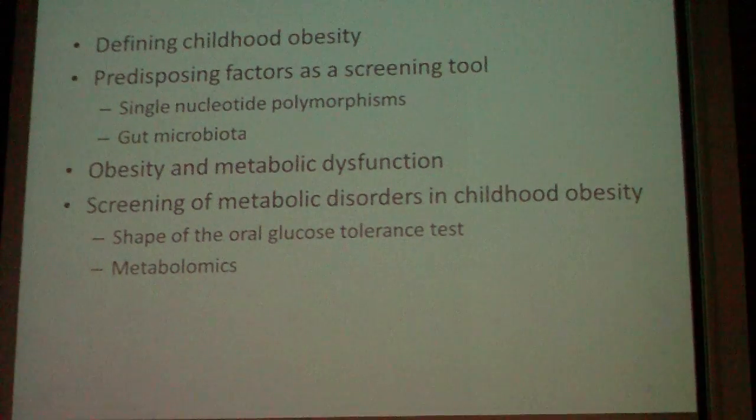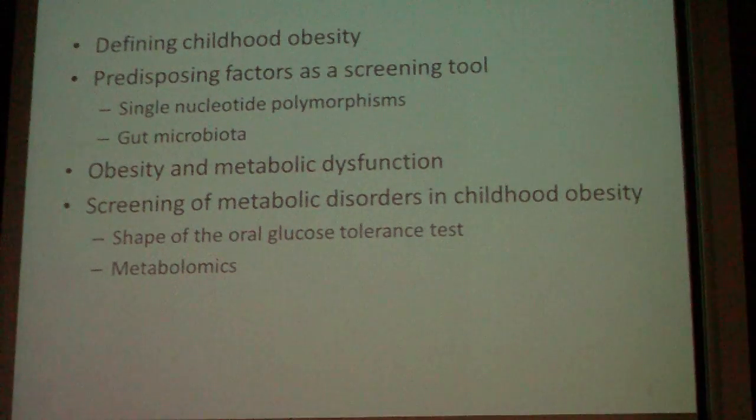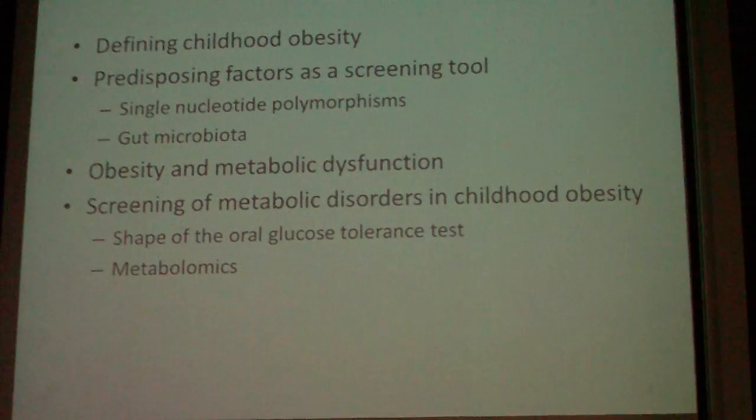Then I will talk about obesity and related metabolic dysfunction or metabolic disorders in childhood obesity. And at the last part, I will talk about screening parameters which we in the future can use to detect metabolic disorders in obese children.